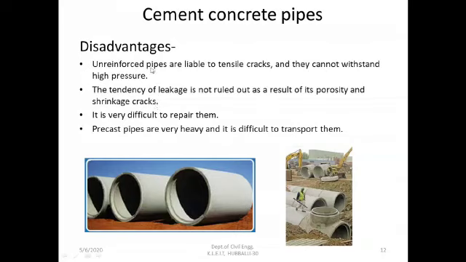Disadvantages are: unreinforced pipes are liable to tensile cracks and they cannot withstand high pressure. The tendency of leakage is not ruled out as a result of porosity and shrinkage cracks. It is very difficult to repair them. Precast pipes are very heavy and it is difficult to transport them. You can see here the precast pipes, some being manufactured and then being laid here.